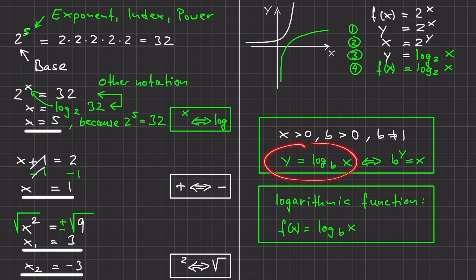These two equations are equivalent. This is the logarithmic form, and this is the exponential form. Note that the logarithm y is the exponent, and b is the base.